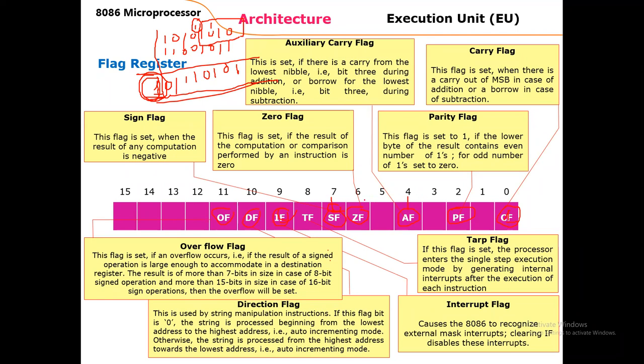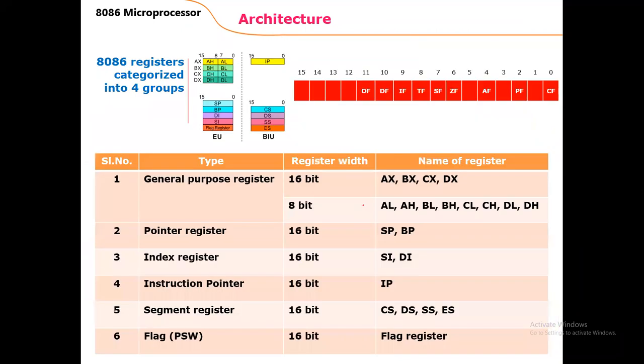Okay, so this is the register structure. This is the flag register. So we discussed the flag register, and this is the small summary. General purpose registers are 16 bit: AX, BX, CX, and DX. And 8 bit: AL, AH, BL, BH, CL, CH, DL, DH.